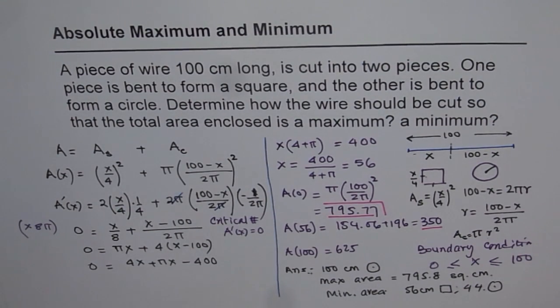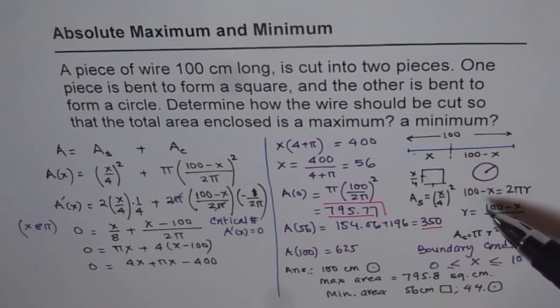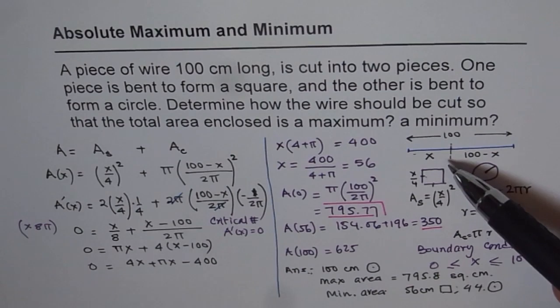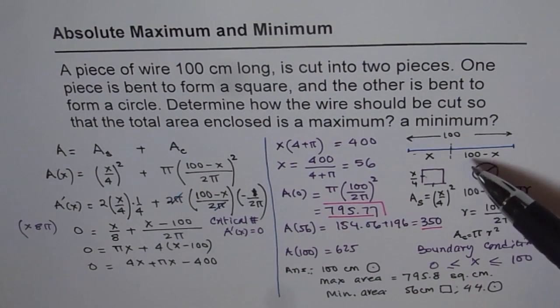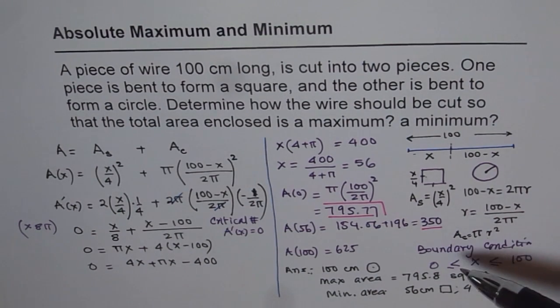You'll come across this problem many times. The idea here is to first see the scenario and then figure out one variable to work with. As we did here, we assumed x to be the length for the square, and so the balance was for the circle, and then found the area of both the circle and the square in terms of x, correct? And then found the derivative, critical numbers, and checked the values with the boundary conditions. So that is how it should be done.